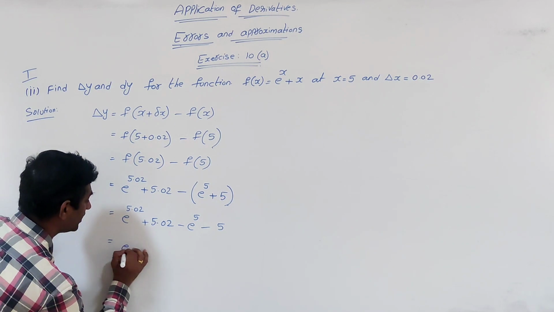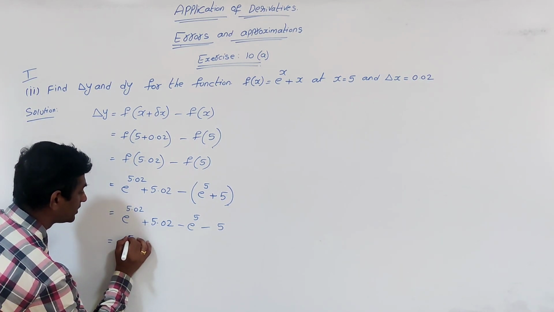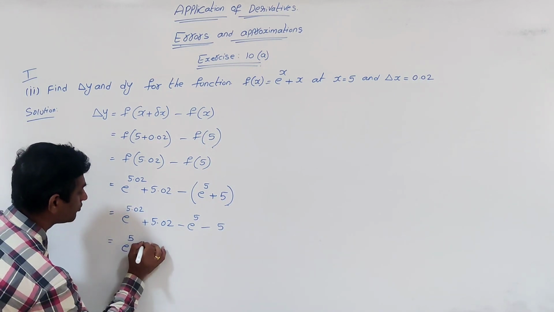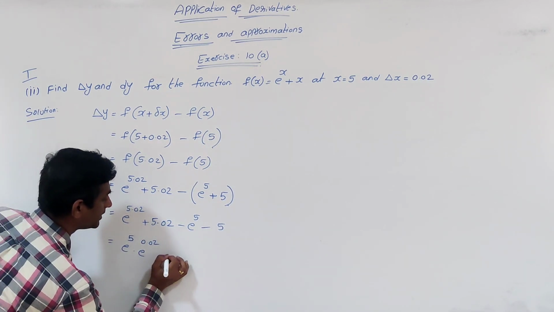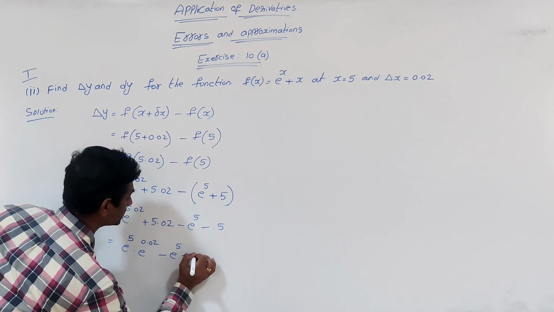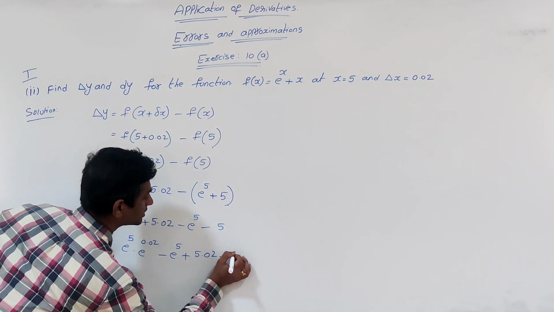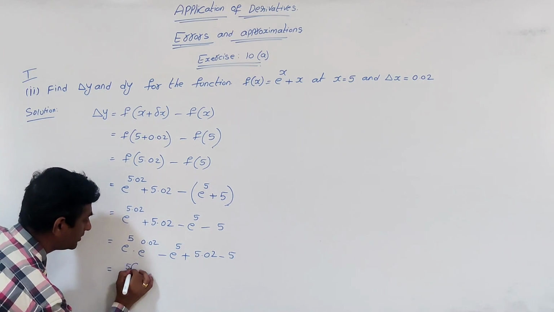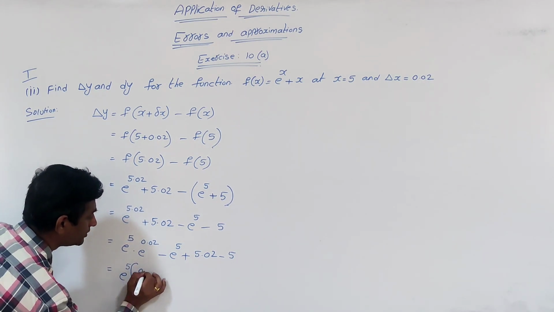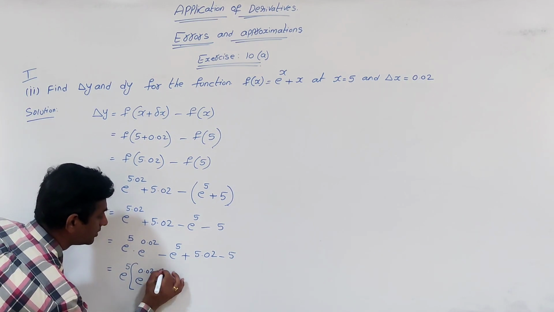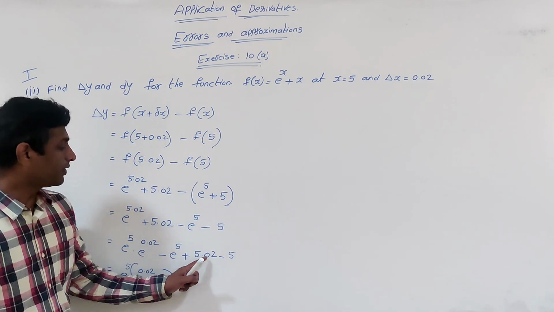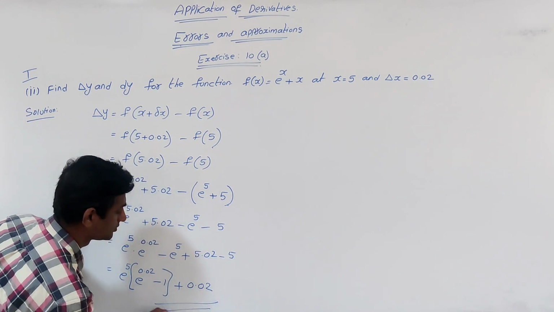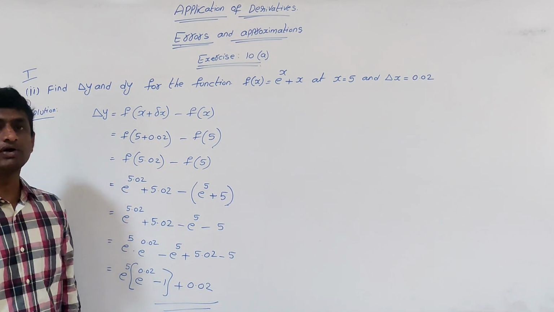So if you simplify, if I take this, e to the power of 5 into e to the power of 0.02 minus e to the power of 5 plus 5.02 minus 5. So from these two, e to the power of 5 is common, then it will be e to the power of 5 into e to the power of 0.02 minus 1, plus 5.02 minus 5 gives 0.02. So that is the change in y.